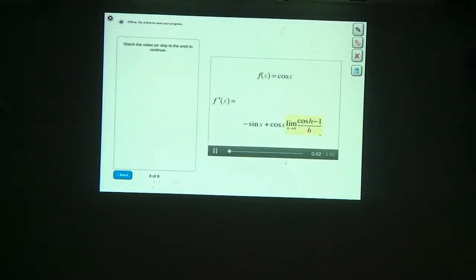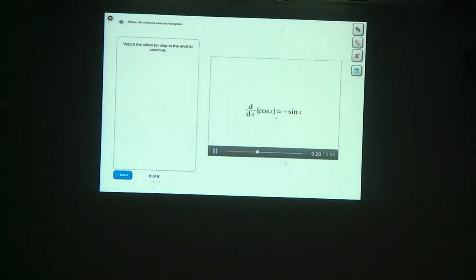Right, this limit equals 0. So when we multiply cosine x by 0, we still get 0. So the cosine x term here goes away. And that leaves us with minus sine x. And that's it. The derivative of cosine x is minus sine x, just like you guessed at the beginning.